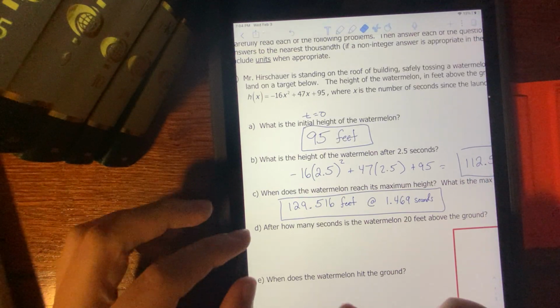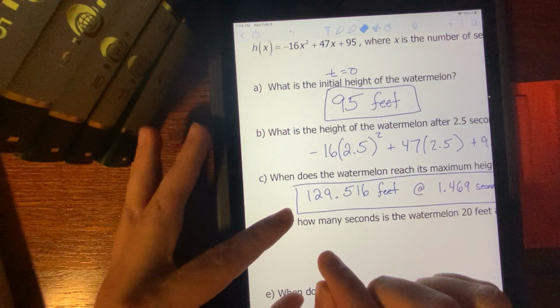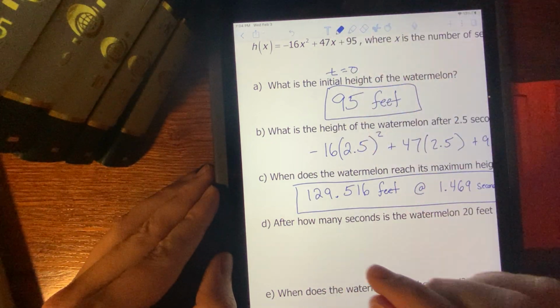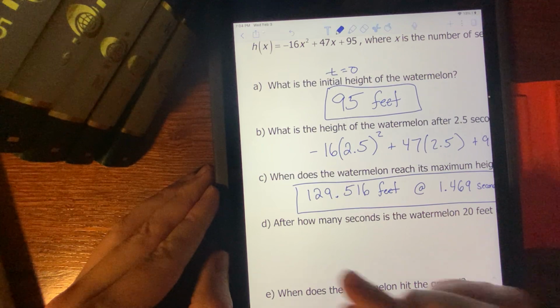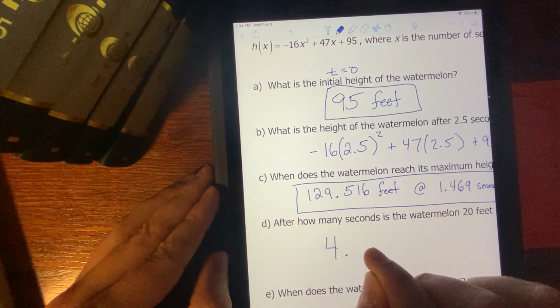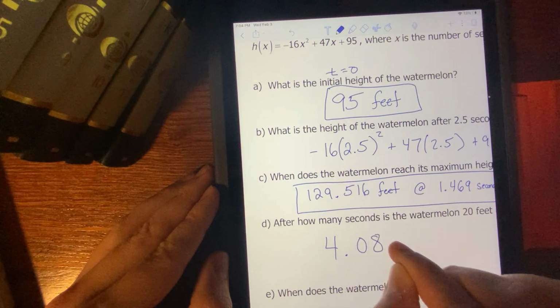Okay, we're going to disconnect that. And what did we say? We said at 20 feet, or that happened at 4. Oh, maybe because I was writing with the eraser. That's probably why. Whatever. You didn't see that. 4.085 seconds.